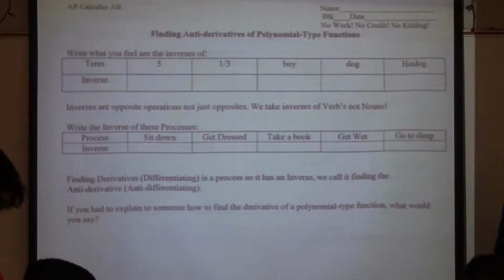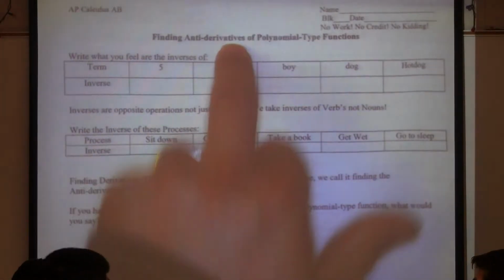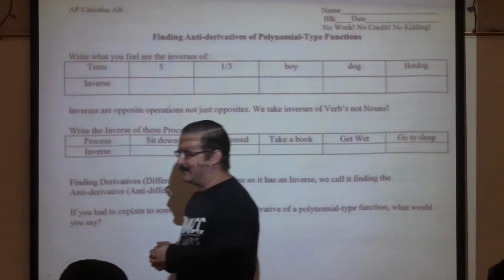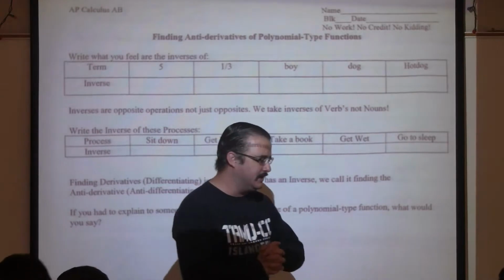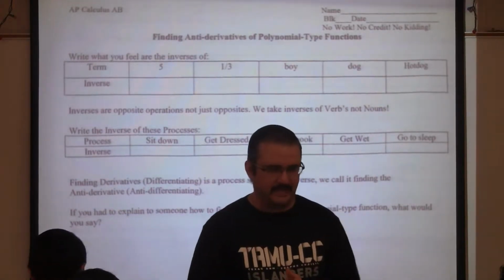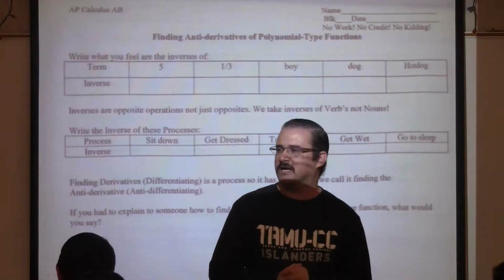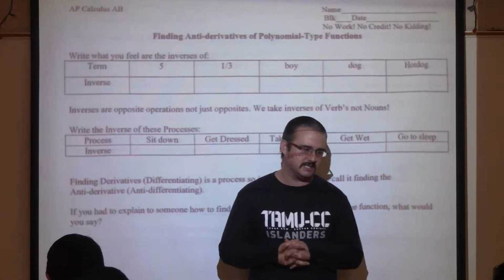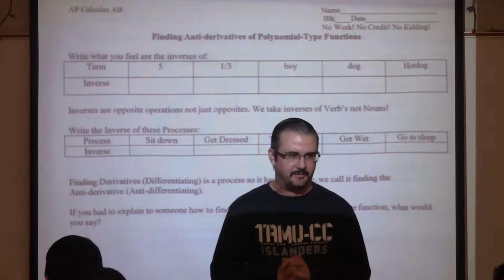So today we're going to start talking about antiderivatives of polynomial type functions. We're going to take it slow and start off with these basic functions that we're getting antiderivatives of. And we'll talk about that process and what it's called, the name of the symbol, what it looks like. We're going to go into all that information, okay?